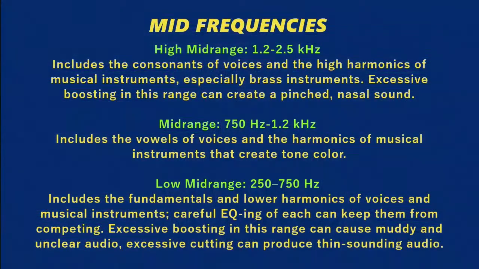So let's talk now about mid-frequencies. This is where most of the human voice tends to be. It lives in the mid-frequency range, and of course that varies from voice to voice. So the human voice does fall roughly around 1,000 hertz. It can be as low as you can see there, it can be down around 500 or so, 750. High mid-range is like consonants. Consonants of voices, high harmonics of musical instruments, especially brass instruments.